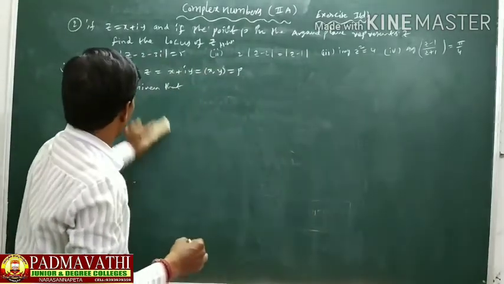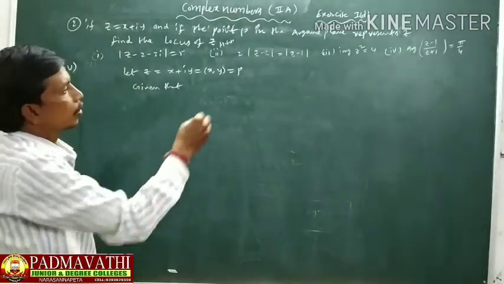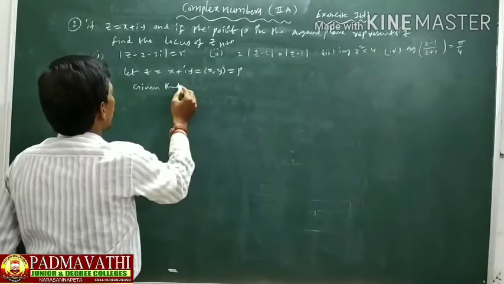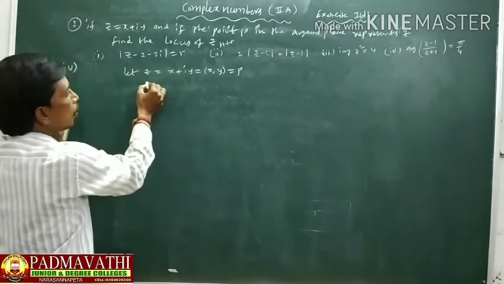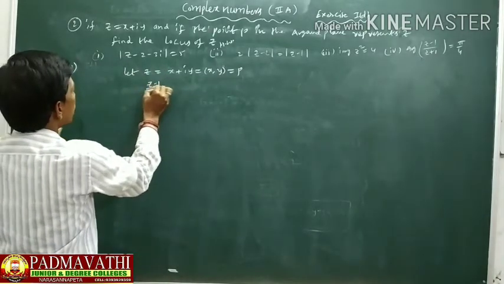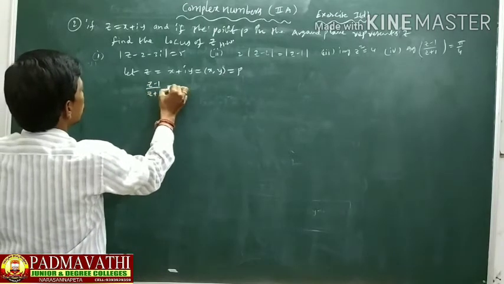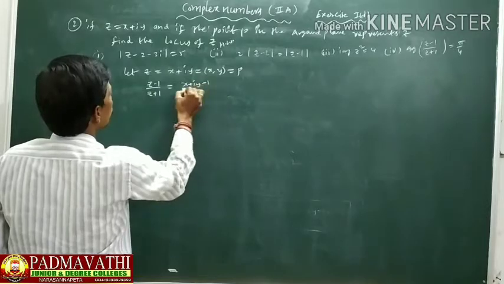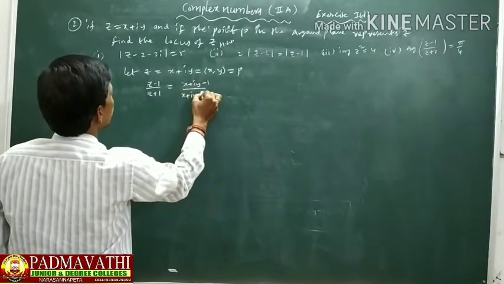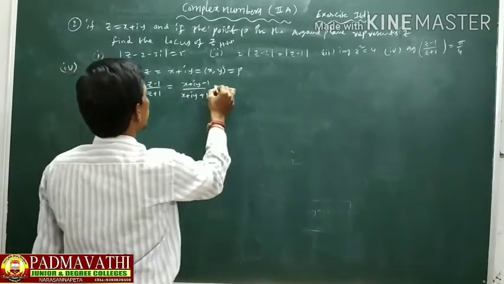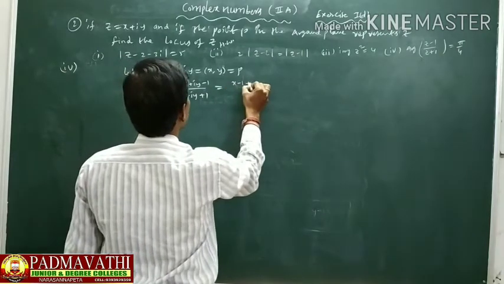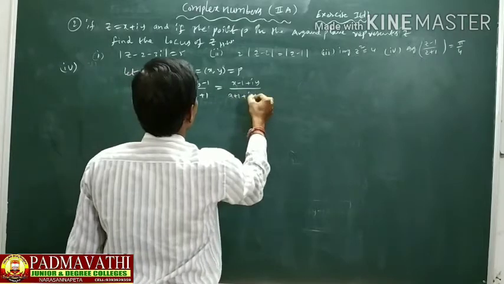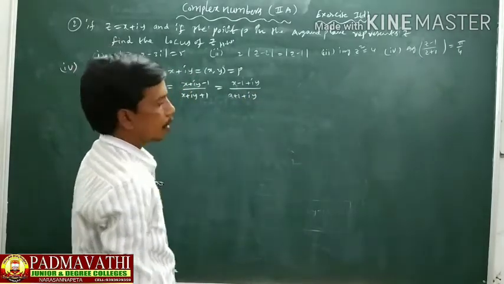Given the argument of (z minus 1) by (z plus 1). First of all, for (z minus 1) by (z plus 1), we write (x plus iy minus 1) by (x plus iy plus 1). So that is equal to (x minus 1 plus iy) by (x plus 1 plus iy). Now we apply rationalizing.